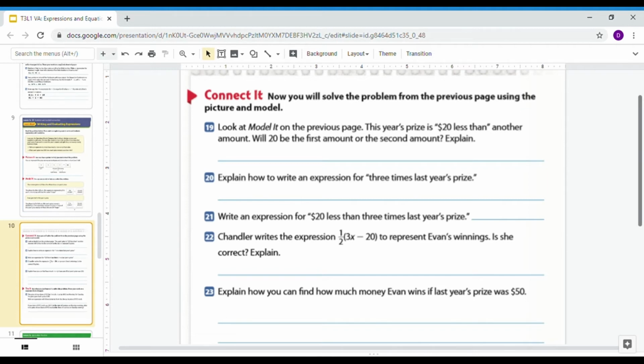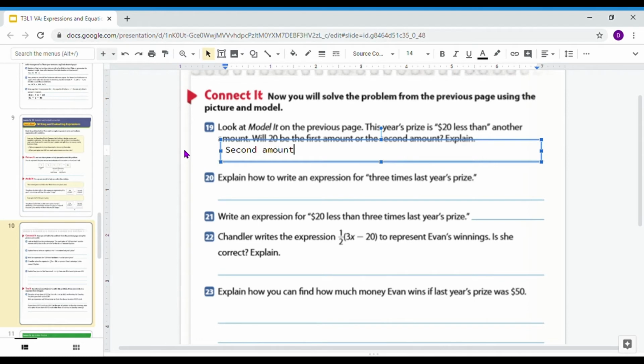And then explain. $20 less than. So it's going to be the second amount. And I know that because I'm subtracting 20 from the product of 3 times x. So I know that that's going to come second.